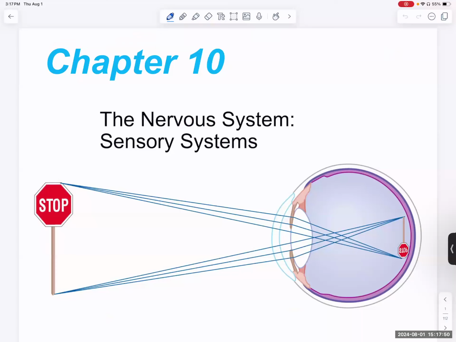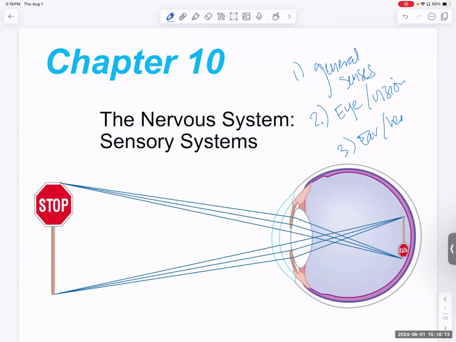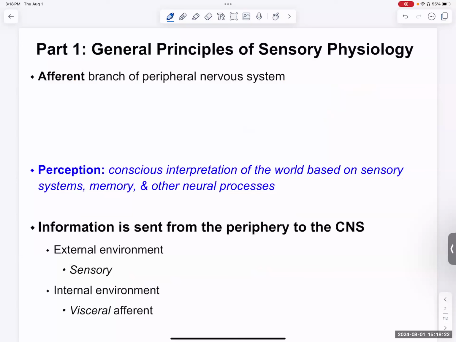So for chapter 10, we are going to break it down into three different lectures. First will be general senses, then I believe we do eye or vision, then ear, hearing, and balance, equilibrium. So let's start with general senses.